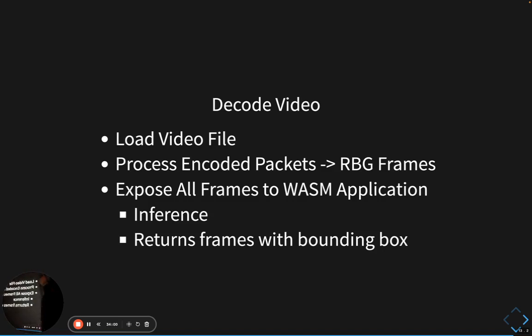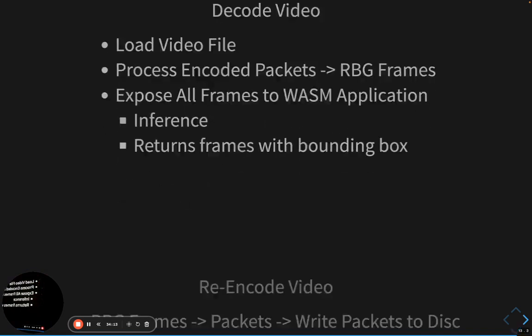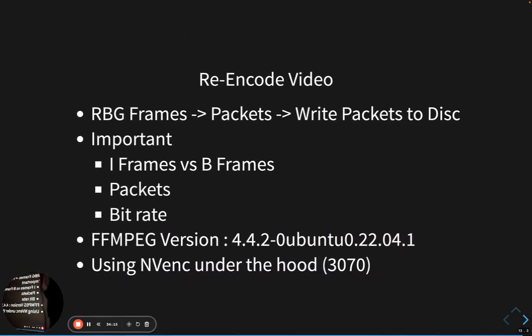Cool, yeah, so I think I explained this a little bit earlier. It's not super complex, but it's basically just: load the video file, process encoded packets into RGB frames, run inference on each of the RGB frames, return all of the frames to FFmpeg, which would then encode them into packets, which then get written to disk. One of the fun learning lessons that I had is that video encoding is hard. There is a lot to it, and it's really interesting as well, actually.